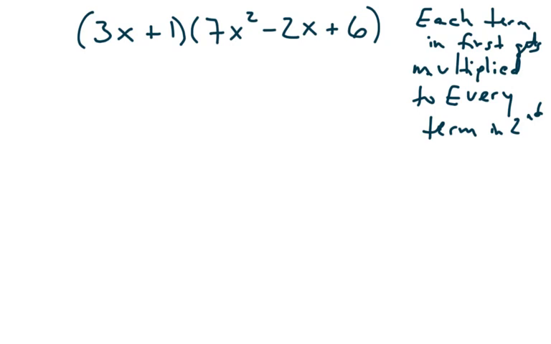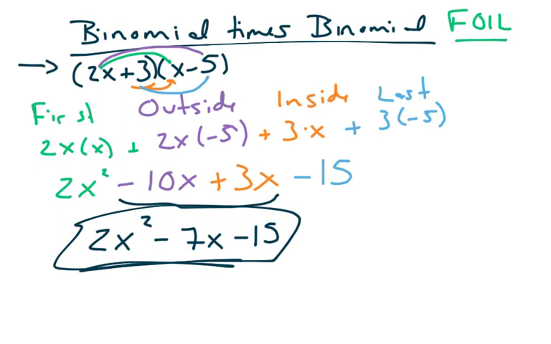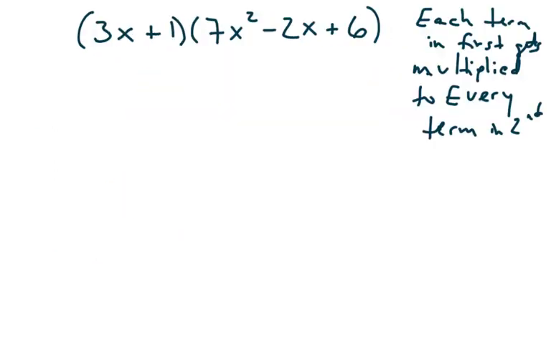Now, the mnemonic device of FOIL is really nice if you have a binomial times a binomial, but the key is to be able to recognize that all you are doing is making sure that you are taking each term in your first set of parentheses and multiplying it to every term in your second set of parentheses. If you look back, it was the 2x that gets taken times the x and then times the negative 5. Then it was the 3 times the x and times the negative 5.